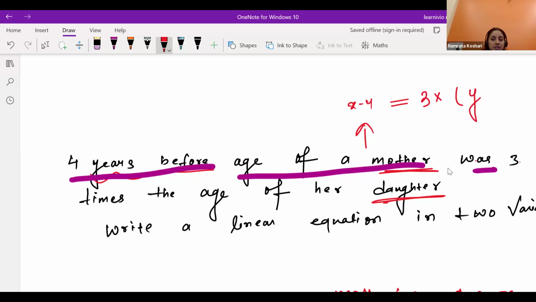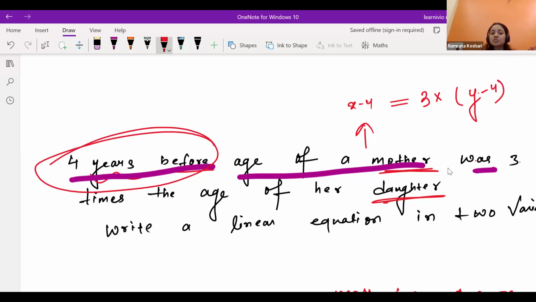Daughter's age, present age, or that particular time only daughter's age? So yes, that particular time. The time frame mentioned for the mother, 4 years before, is not only for the mother, this is for the daughter also. 4 years before, 4 saal pehle ki baat ho.